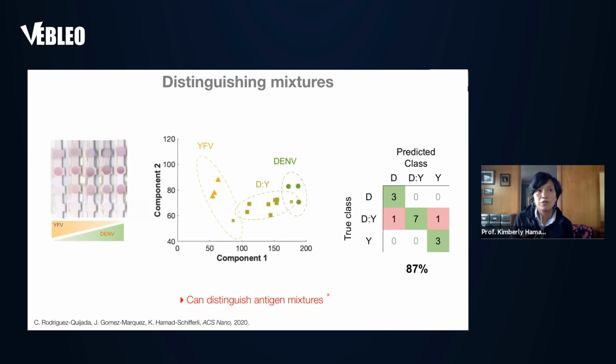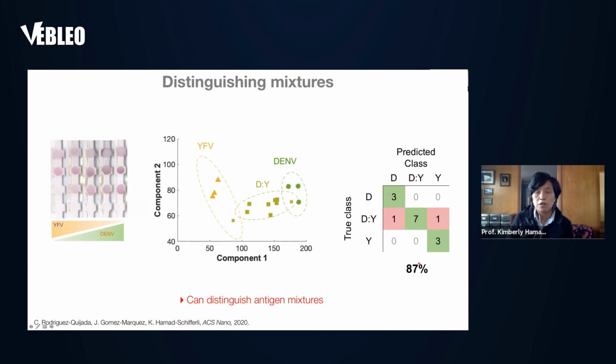Okay, we do this again for mixtures. This time we mixed yellow fever and dengue antigens, okay, in different ratios. You can see it's harder to tell these apart, okay, but again, with principal component analysis, we can see that we can distinguish between yellow fever, mixtures, and dengue. Okay, there are some errors in this, so it does mistake a dengue and yellow fever mixture for dengue and vice versa.